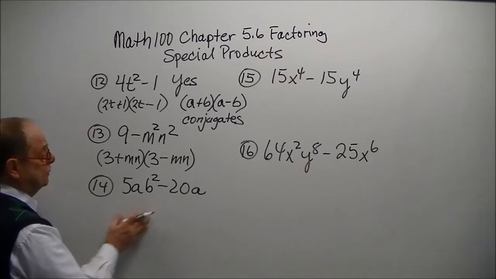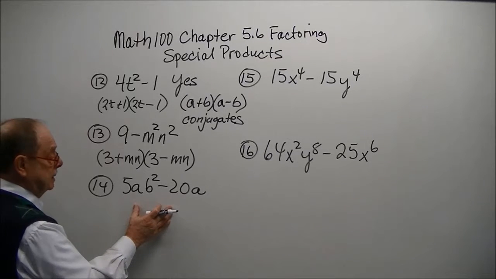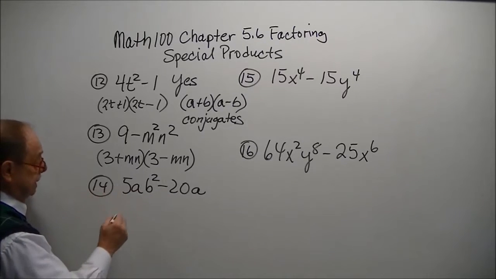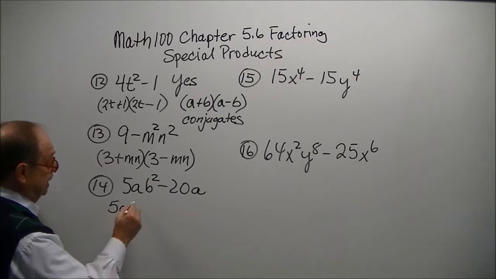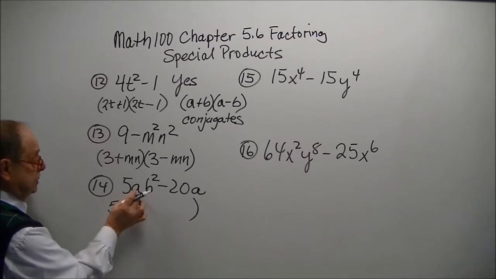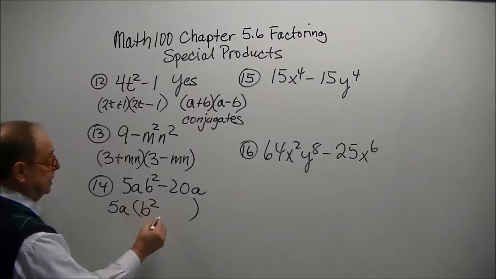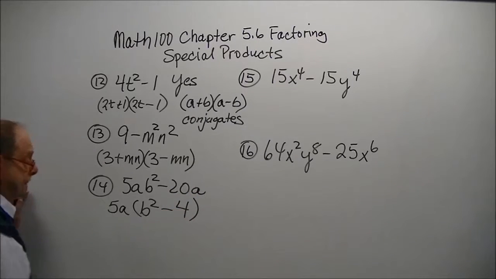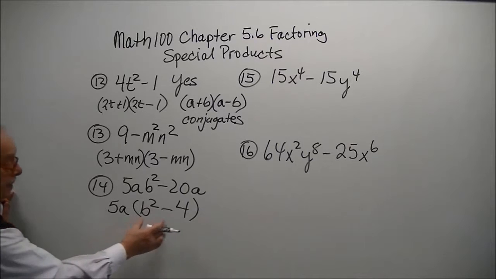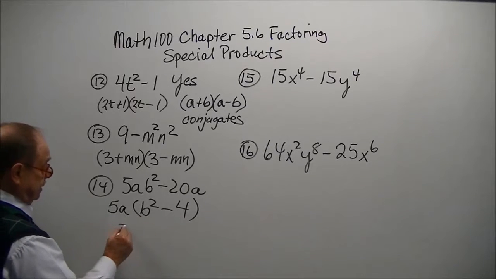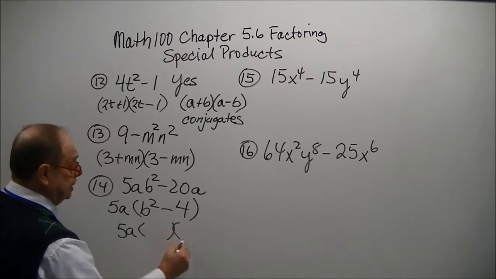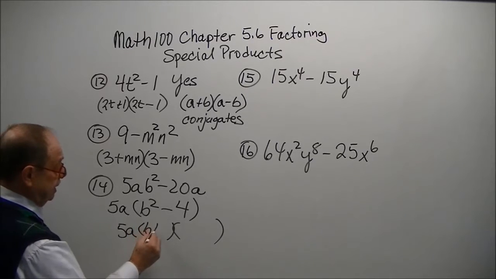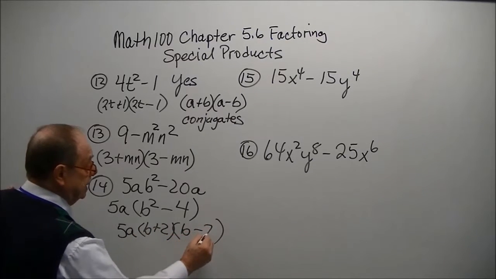Now again, the skills that we've worked on is, when you look at it, is there a common factor? And for number 14, yes, a common factor of 5a. And once you take the 5a out, you're left with a b squared. And a 5a out of here, you're left with a 4. And now there's your difference of perfect squares. So the 5a comes along, two sets of parentheses to write your conjugates in, b plus 2, b minus 2.